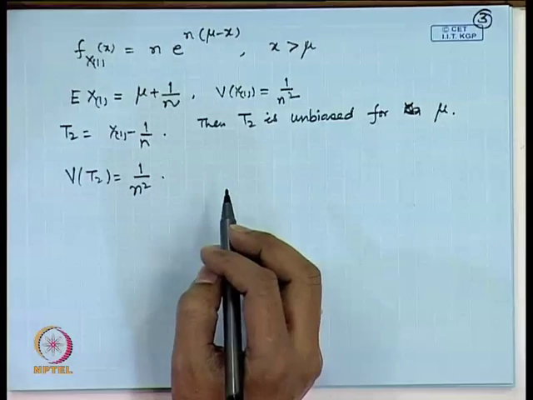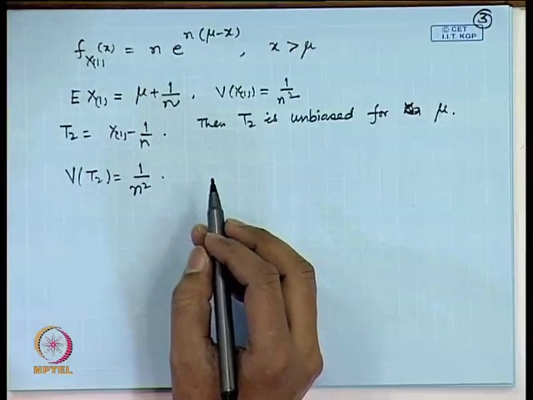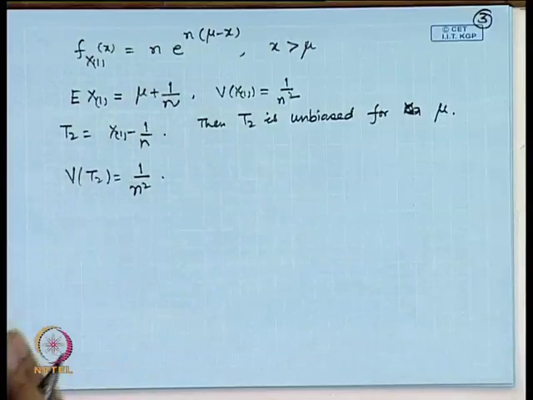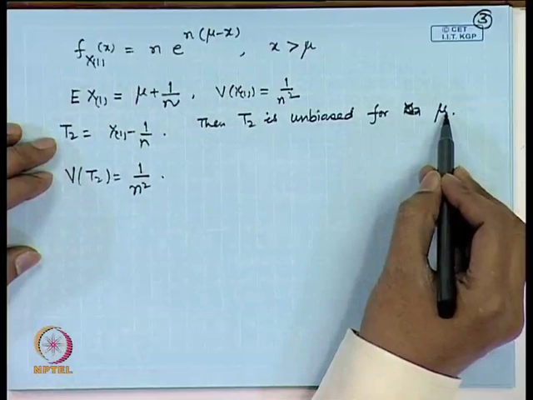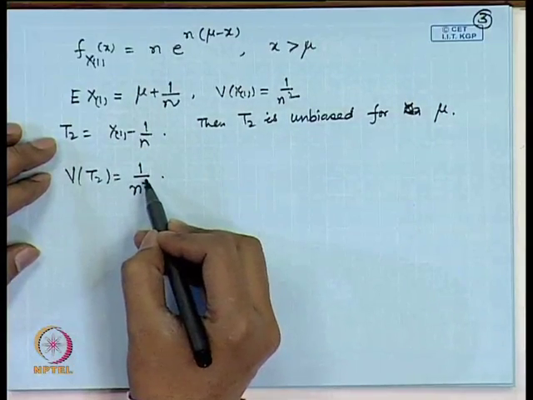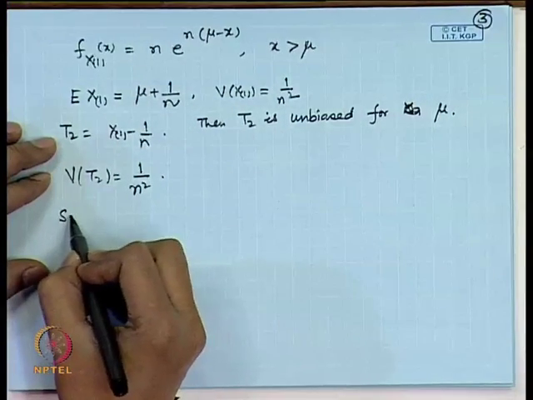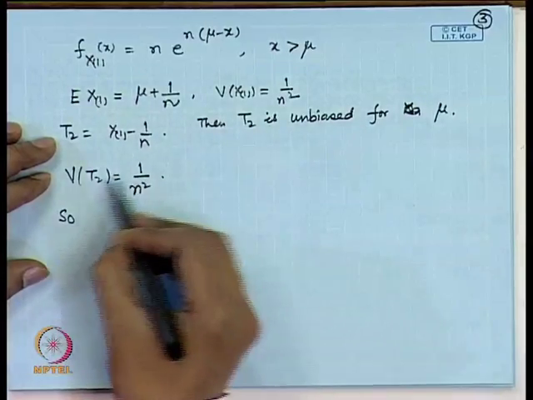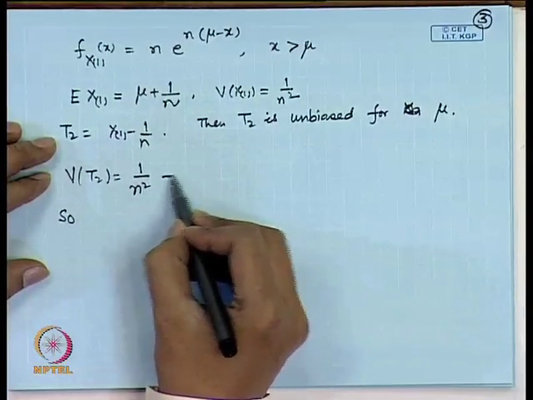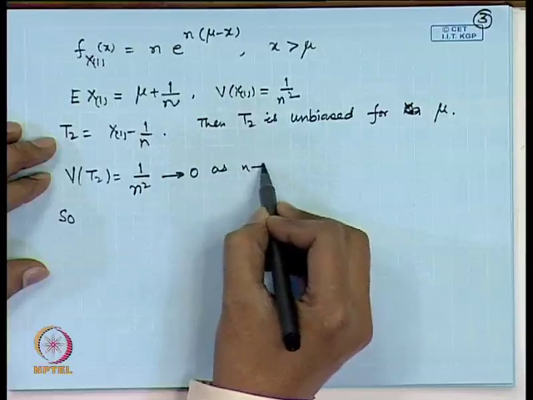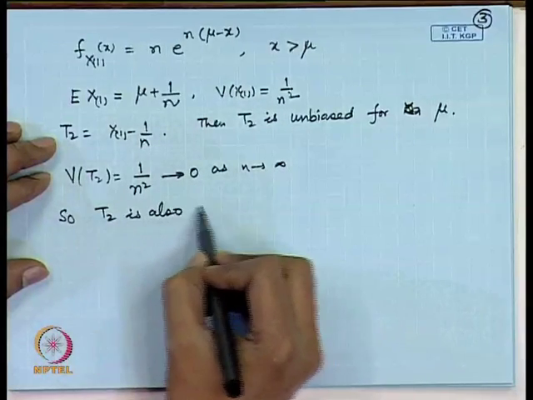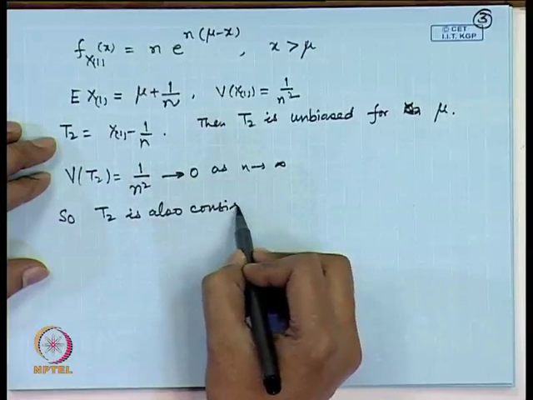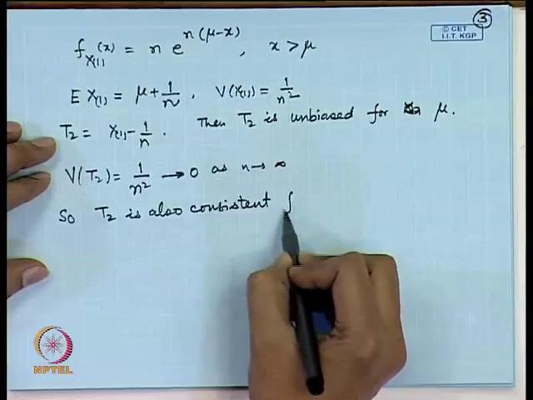Now, consider the result that if expectation is equal to the parameter and the variance goes to 0, then the estimator is consistent. T2 is unbiased and its variance goes to 0 as n tends to infinity. So, T2 is also consistent for mu.